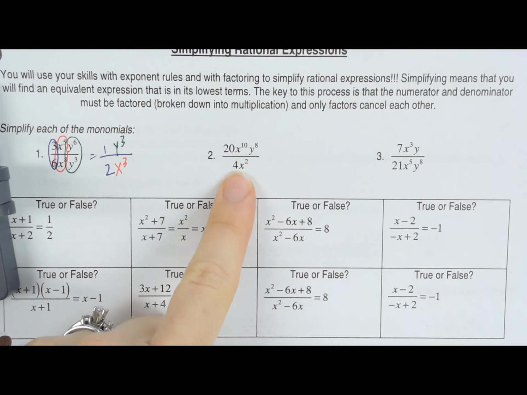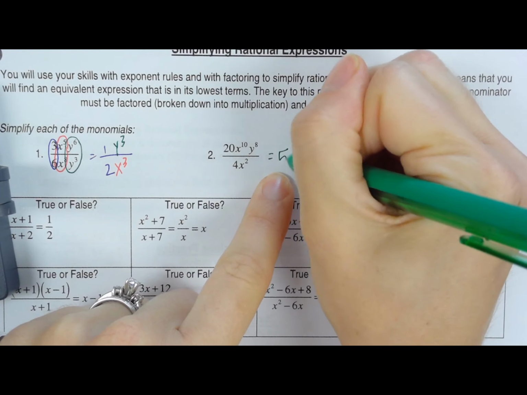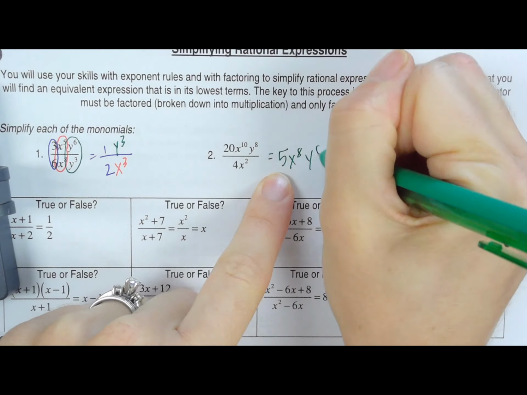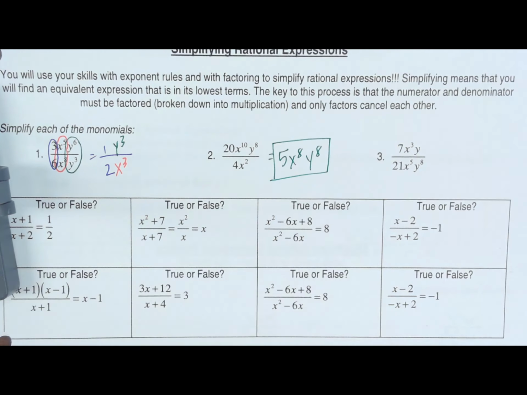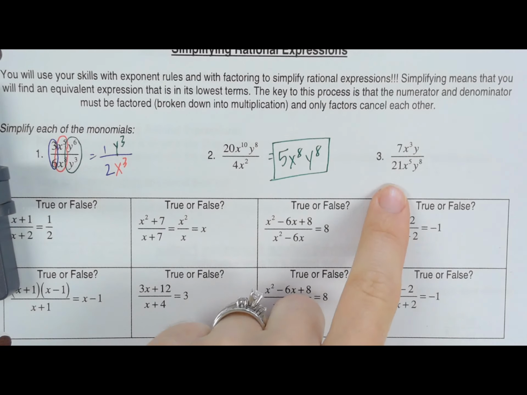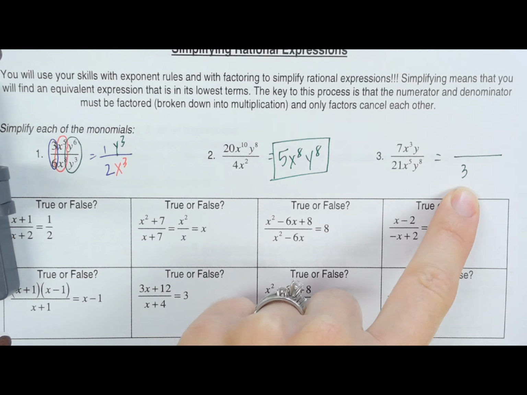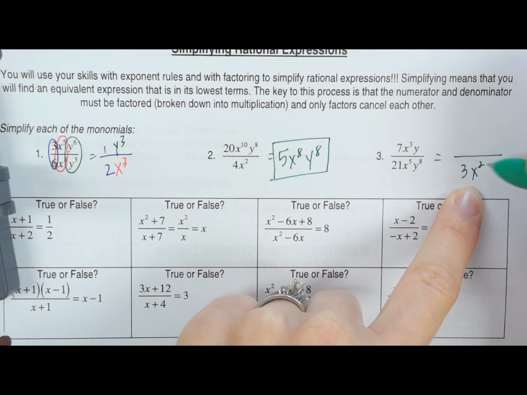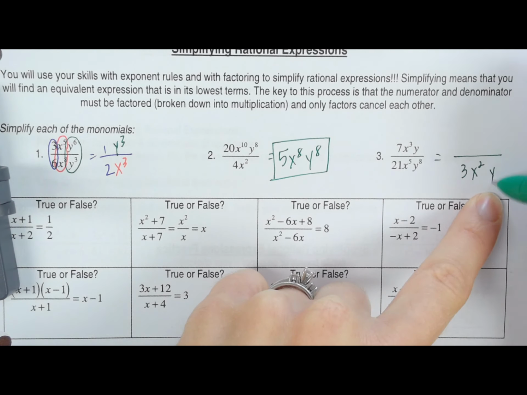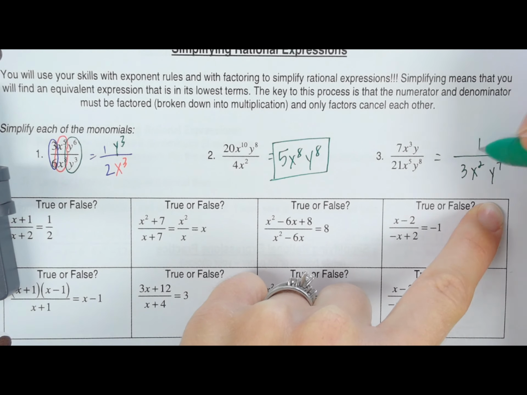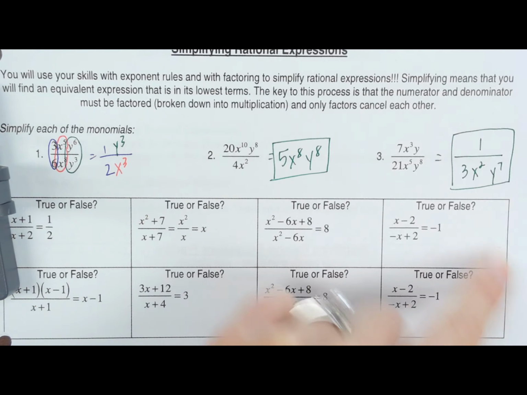All right, so for number 2, you should get 5x to the 8th, y to the 8th. Now you can put it over 1 if you want, but it's not necessary in this case. And then for number 3, the 3 is on the bottom, x squared on the bottom, y to the 7th on the bottom, but you have to put that placeholder over 1 up top.